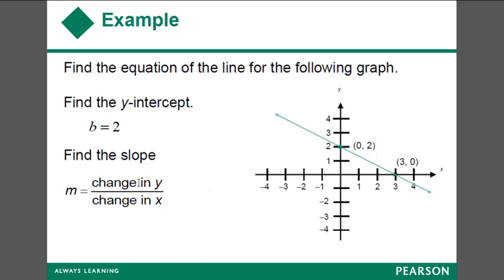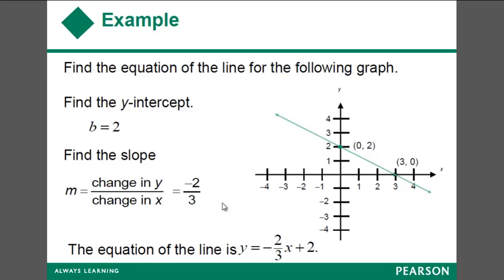Remember that my slope is the change in y divided by the change in x, or the rise over the run. Well, my rise, I actually went down 2 and I went right 3. So that would be a negative 2 over 3. So my slope is negative 2/3. I now have my y-intercept and my slope. Therefore, the equation of my line will be y is equal to negative 2/3 x plus 2.